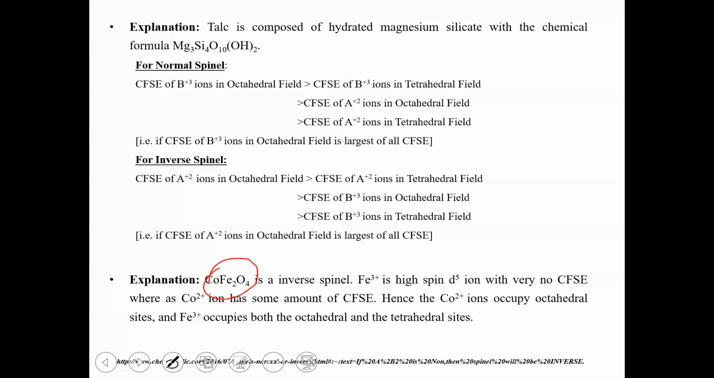But if I talk about this cobalt 2 plus, that is d7 configuration, as compared to this d5, it will have some amount of crystal field stabilization energy. Or if you want to calculate, just put d7 and fill the electrons in the t2g and eg levels, considering oxygen as a weak ligand.